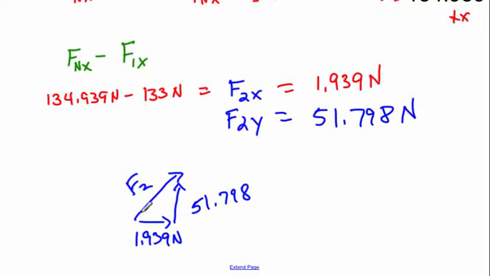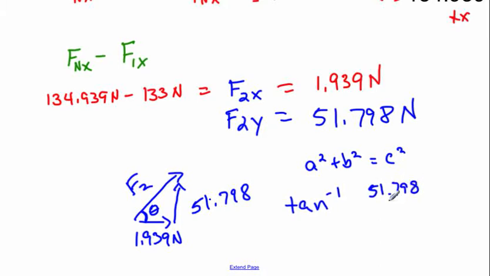We just got to find this angle that's coming in at, theta, and we got to know its magnitude. That's what we need to find. To find its magnitude, you're going to use a squared plus b squared equals c squared. And to find theta, you're going to use your trig functions, right? You have the opposite and adjacent, so tangent inverse of opposite, which is 51.798 over 1.939. Okay, I'm running out of time here, so hopefully if you can get to this step and see how we got there, you should be able to solve the problem.